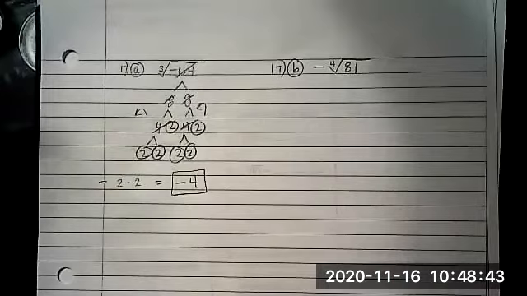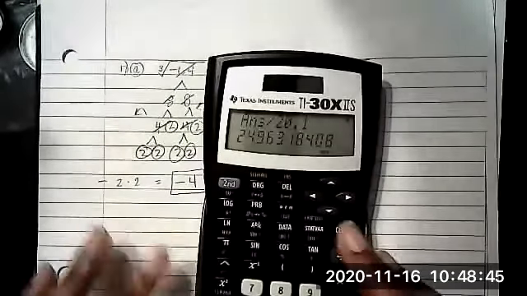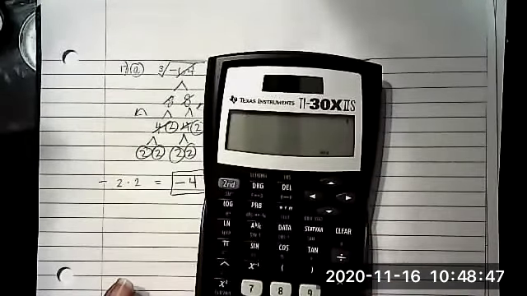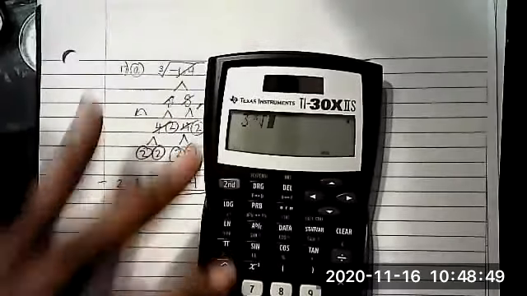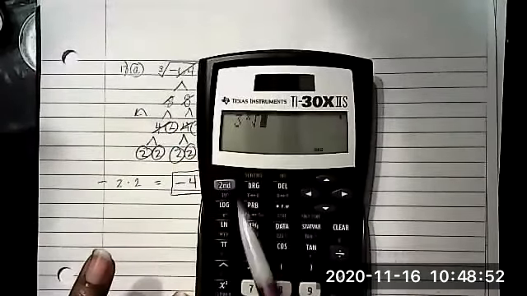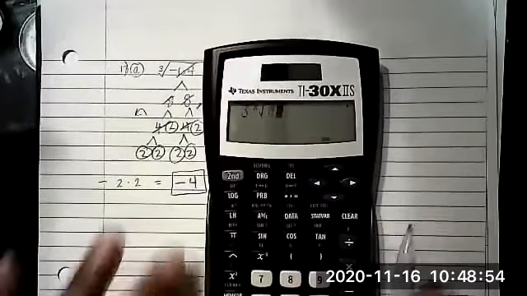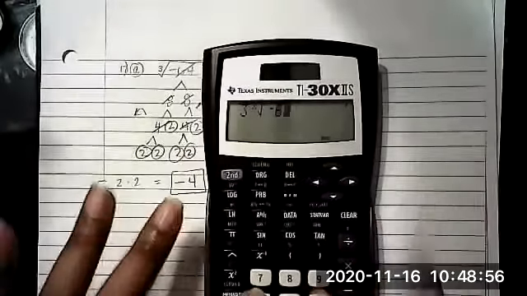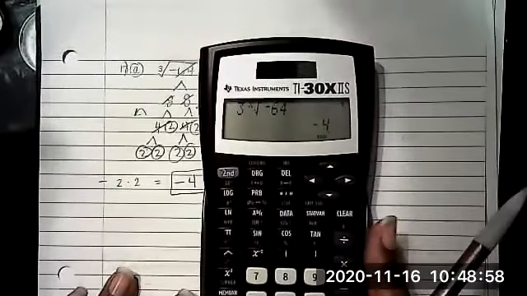You can honestly just put this in your calculator as well. I'll show you how to do that. Cube root, second, and then the caret button. So this is going to be cube root of negative 64. And then you push enter. Okay, your answer is negative 4.